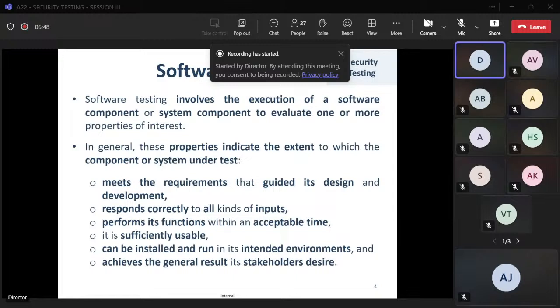They will also test whether this can be installed on the intended environments. Probably there will be different types of environments used by the user community. They will try to identify those, and finally gauge what general result can be achieved from the stakeholders' perspective. There are a lot of properties that need to be tested during the test phase, and some of them are listed here.